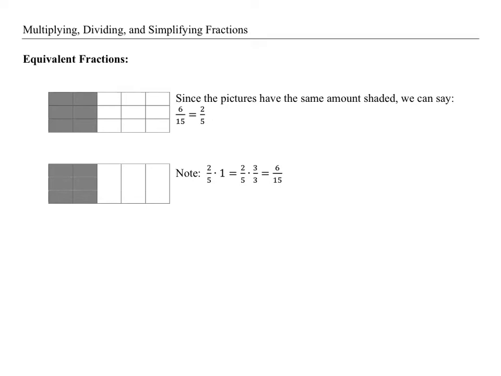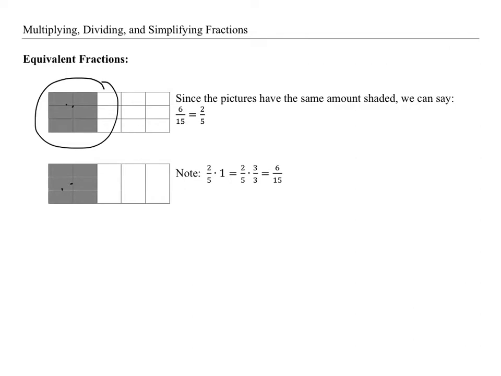This lesson is on multiplying, dividing, and simplifying fractions. So we're going to look at equivalent fractions before we start. They're fractions that mean I have the same amount of Hershey bar. For example, here I really have 6 pieces of my Hershey bar out of 15. But down here, you'll notice I have 2 pieces of Hershey bar out of 5. And I have the exact same amount.